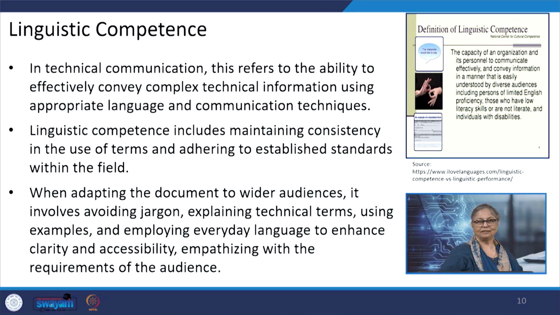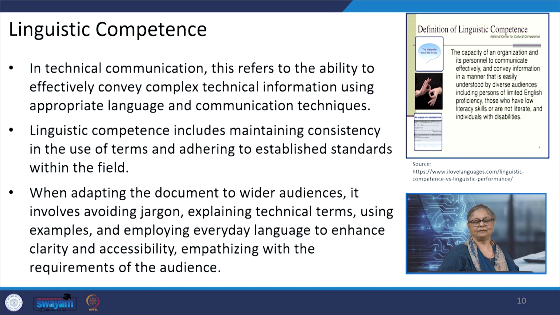Within the framework of technical communication, linguistic competence refers to an individual's ability to effectively convey complex technical information using language which is appropriate and audience-centered, and an awareness about the changing and fast-evolving communication techniques. Among other things, it also includes maintaining consistency in the use of terms, referencing abbreviations, and adhering to established standards about references and other details of documentation practiced within the field.